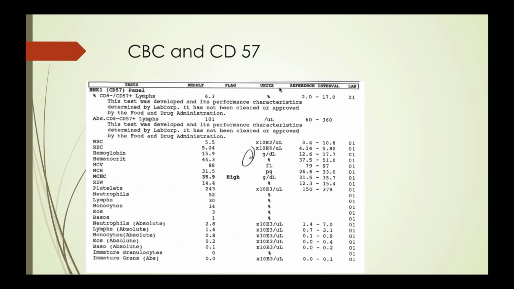So what do these labs look like? Well, here's a normal CBC and even a normal CD57. Sometimes CD57 goes down in this patient population, sometimes it doesn't. It does not seem to be specific to Lyme. I know people really want to hang their hat on that, but I can tell you, I have a lot of patients in my practice who have very low CD57 levels.